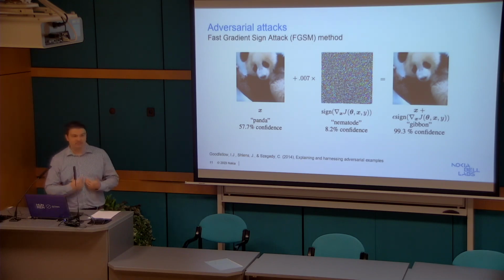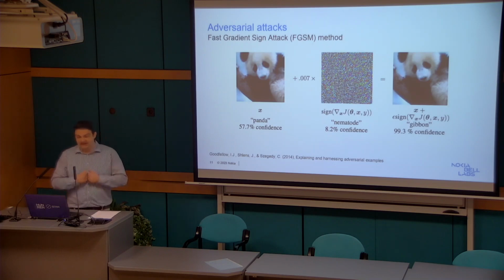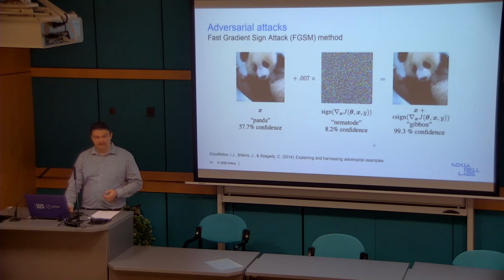How can I change the input in such a way that for the human eye, you cannot distinguish the difference between the input images, but I want to have a totally different output? And you can do that.